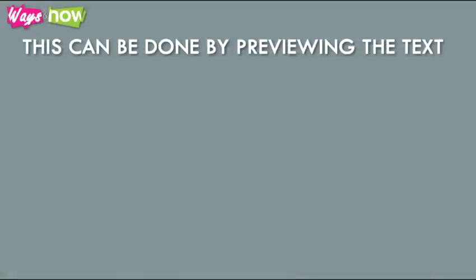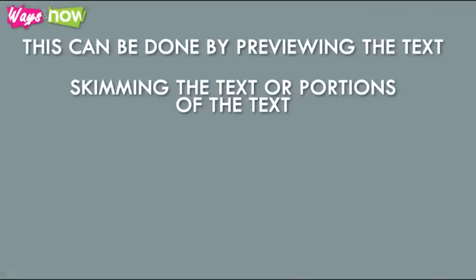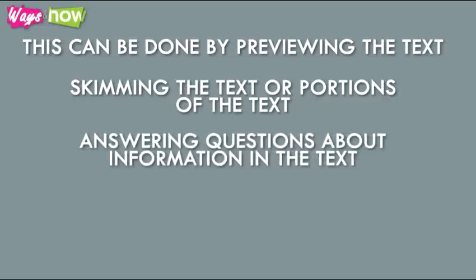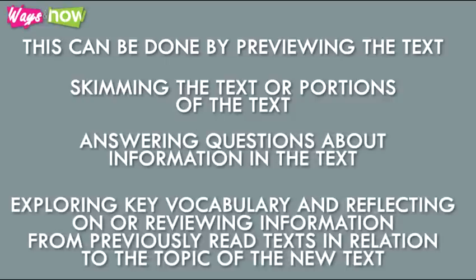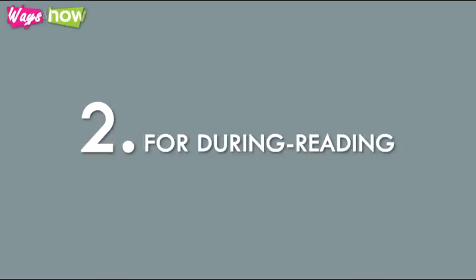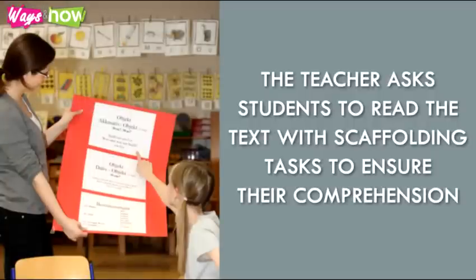This can be done by previewing the text, skimming the text or portions of the text, answering questions about information in the text, exploring key vocabulary, and reflecting on or reviewing information from previously read texts in relation to the topic of the new text. 2. For during reading, the teacher asks students to read the text with scaffolding tasks to ensure their comprehension.